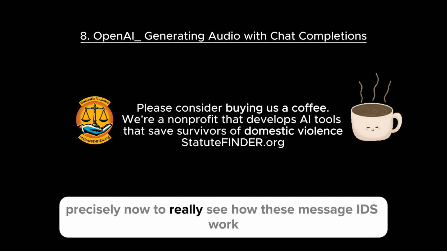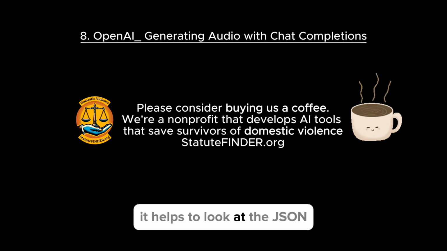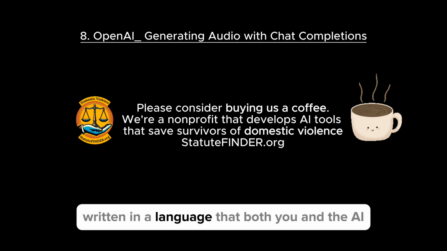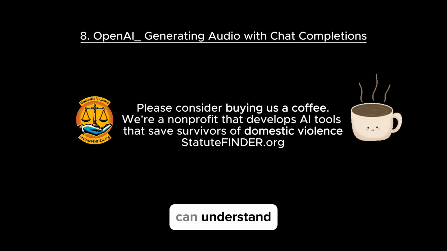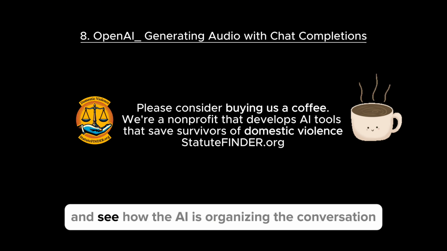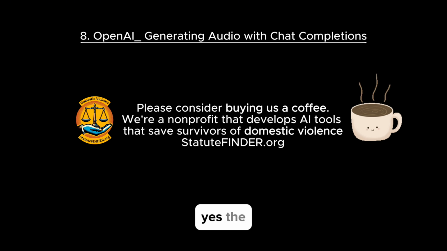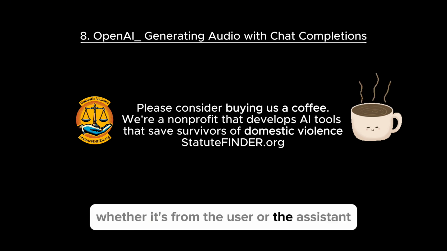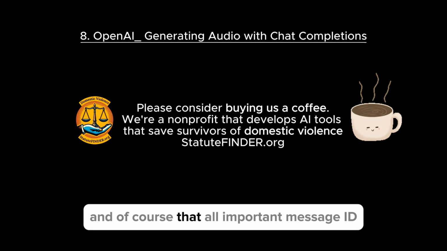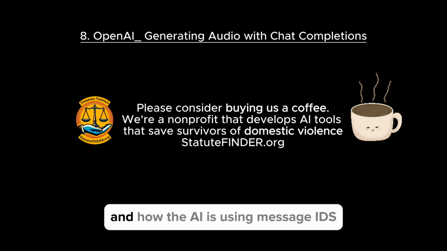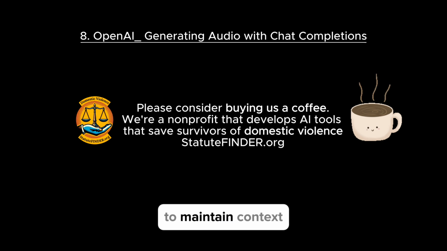Precisely. Now, to really see how these message IDs work, it helps to look at the JSON data structure that the API uses. It might sound a bit technical, but think of JSON as a set of instructions written in a language that both you and the AI can understand. So instead of just hearing the audio output, we can actually peek behind the scenes and see how the AI is organizing the conversation. Yes. The JSON data shows you things like the role of each message, whether it's from the user or the assistant, the content of the message, and of course that all-important message ID. By looking at this data, you can start to see how the conversation flows and how the AI is using message IDs to maintain context.